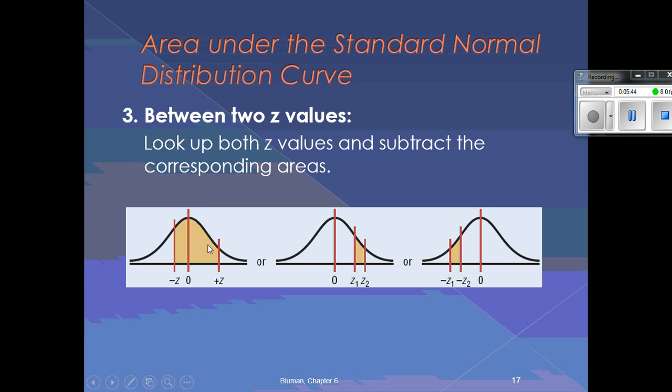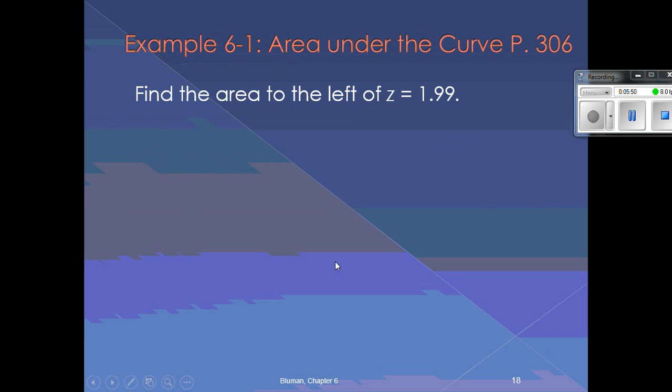So basically, you're just subtracting: you're taking your big number minus your small number to find between. Okay? So here are some examples. What we want you to do is turn to page 782 while you're going through this, and that way you can follow along.